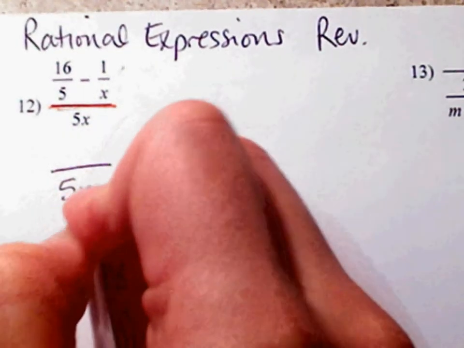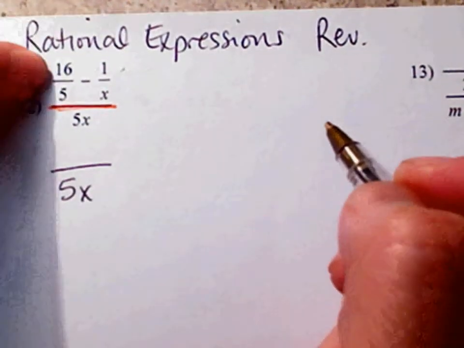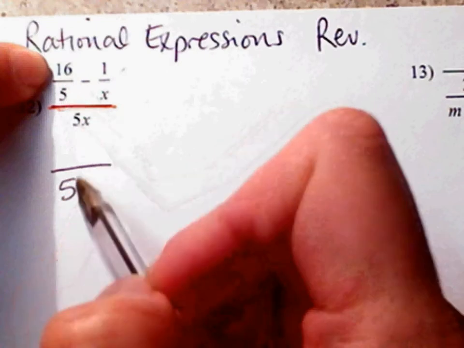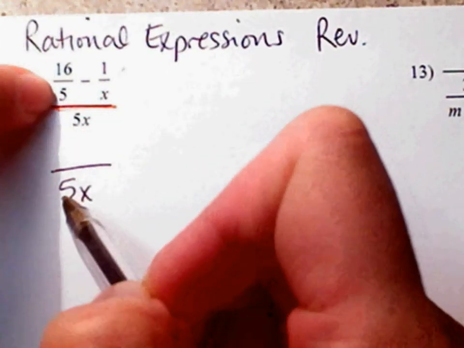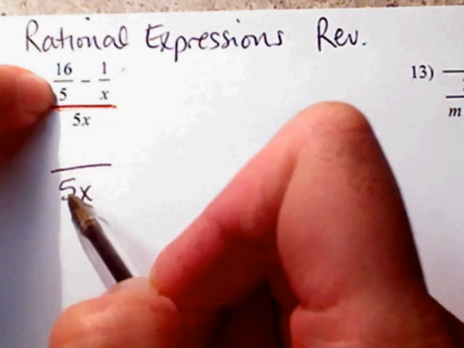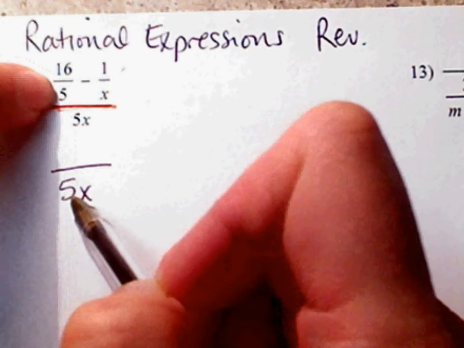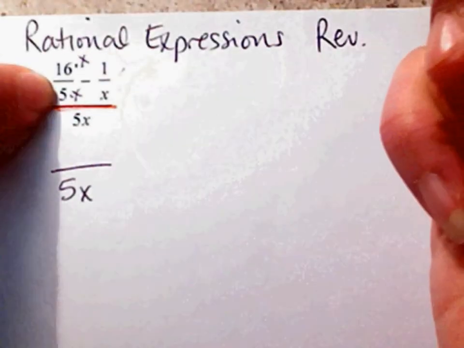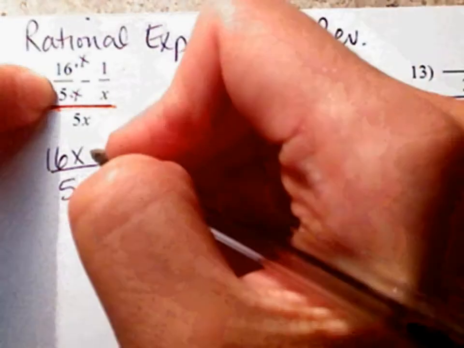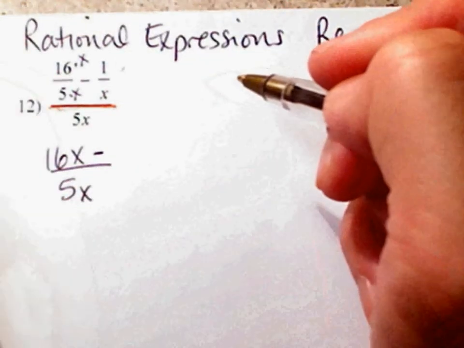That would be 5x. I want this guy to be equivalent to this one. I have a 5 and a 5x here. So what am I missing from this denominator? That would be your x. What you do to the denominator, you do to the numerator. So that will give you 16x minus, okay?